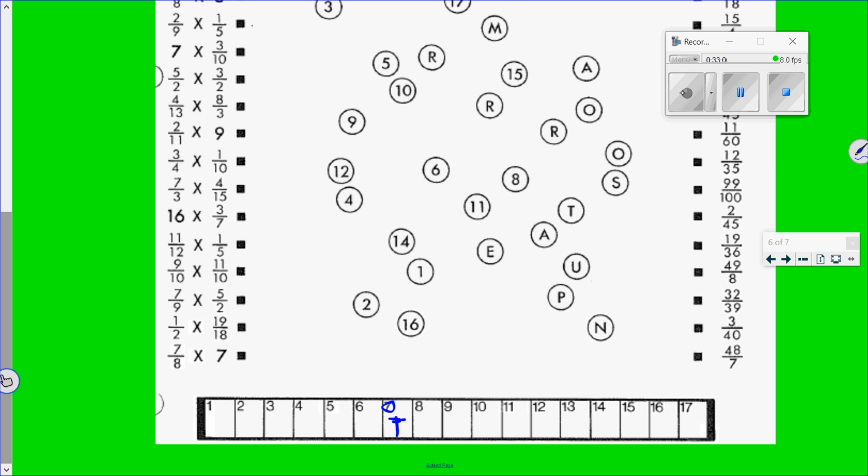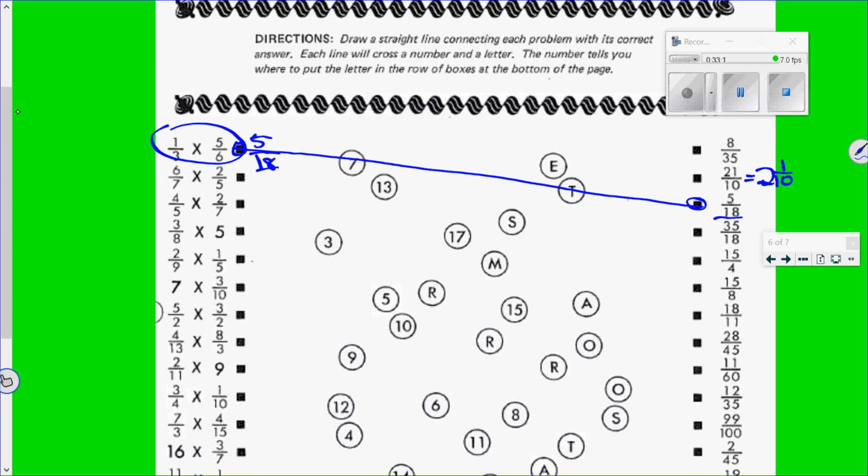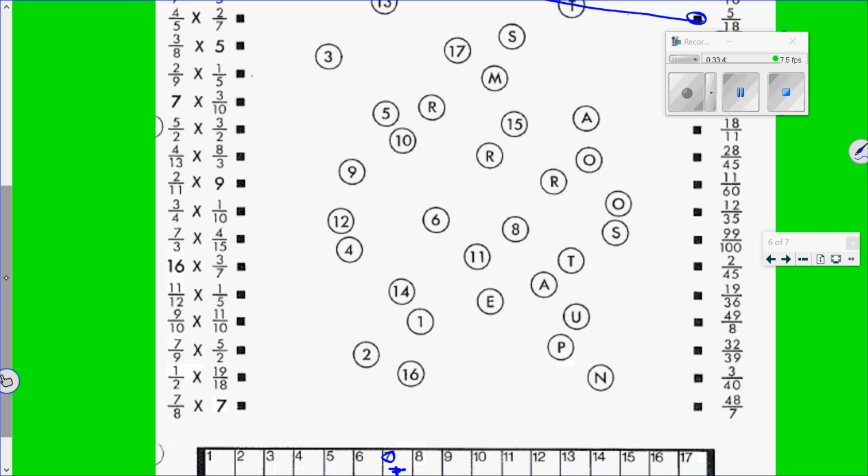Okay, so on the side, remember that you are required to simplify where possible. So we're going to do 5/18. Anything on that? No. What about the 35/18? Yeah, that one went 1 with 17 left over. So 1 and 17/18. 15/4. 3 and 3/4. 15/8. 1 and 7/8. 18/11. 1 and 7/11.